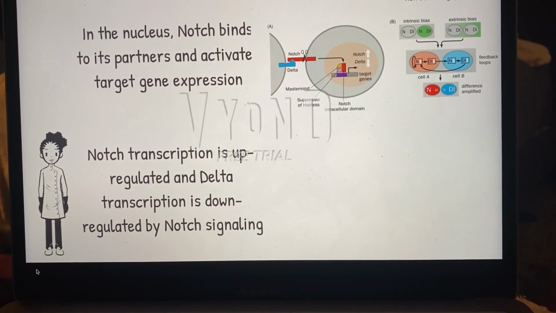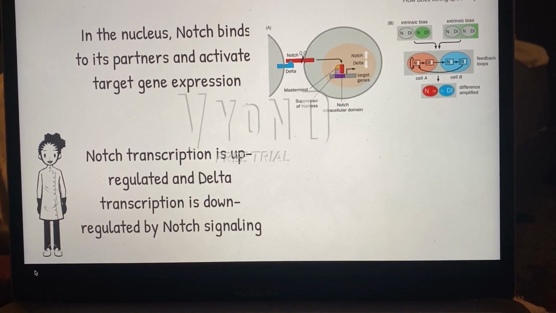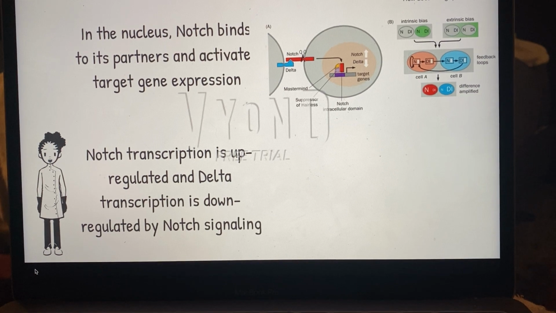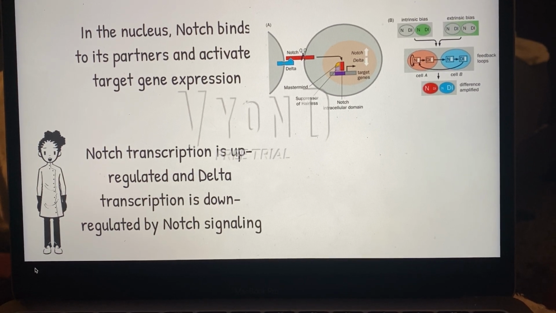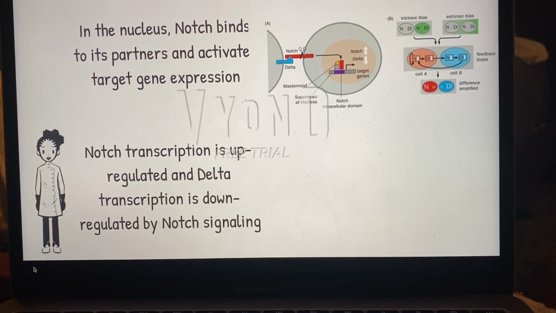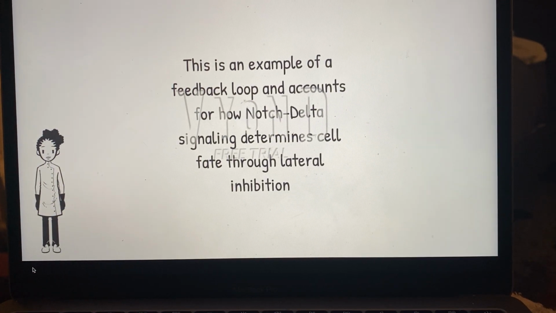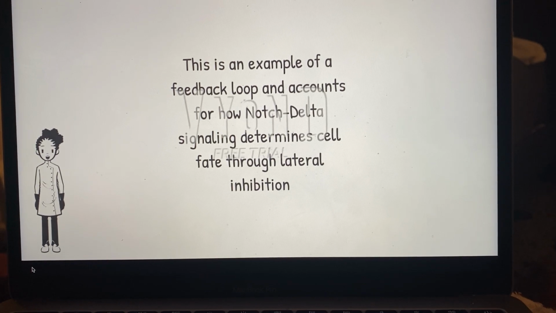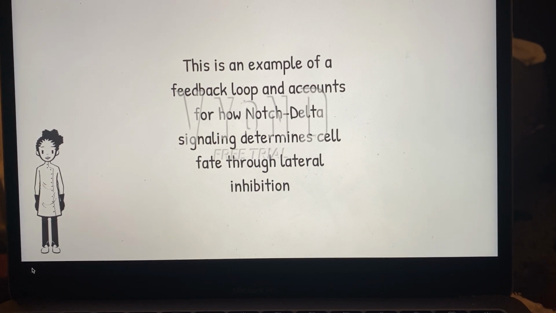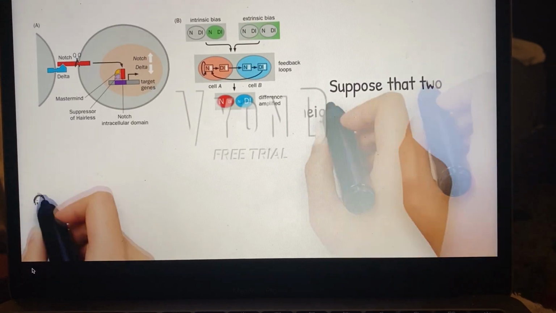In the nucleus, Notch binds to its partners called Mastermind and Suppressor of Hairless in Drosophila and activates target gene expression. Among these target genes are Notch and Delta themselves. Notch transcription is upregulated and Delta transcription is downregulated by Notch signaling. This is an example of a feedback loop and accounts for how Notch-Delta signaling determines cell fate through lateral inhibition. Note that this is not the same lateral inhibition that we have learned in the visual system.